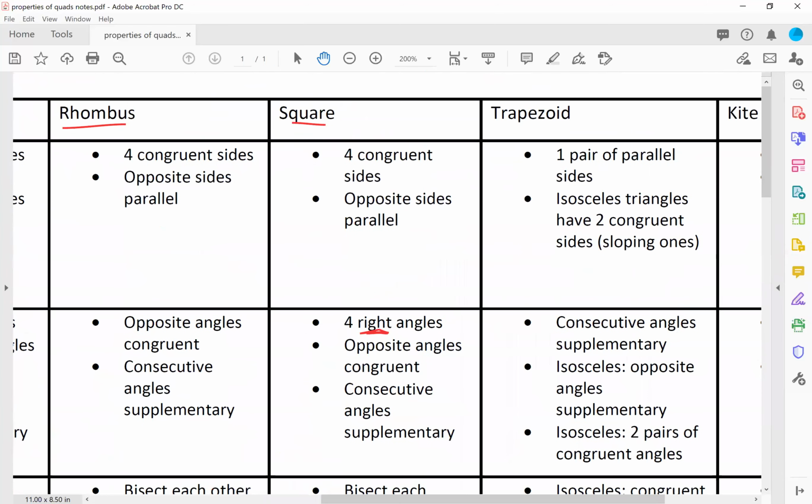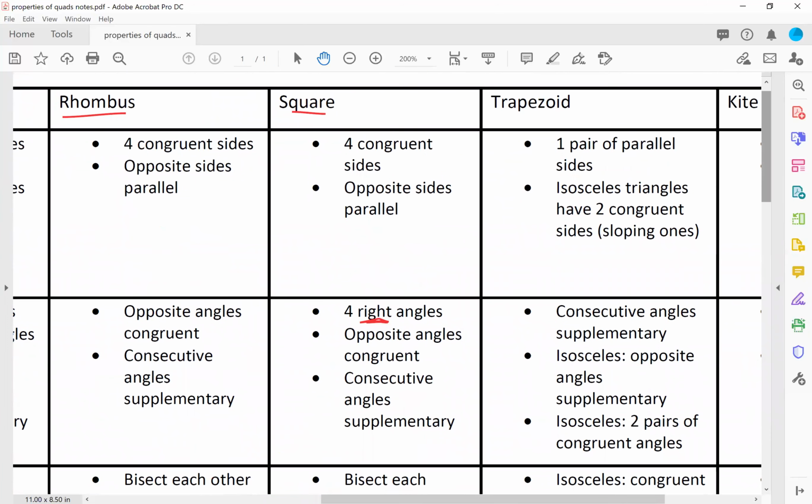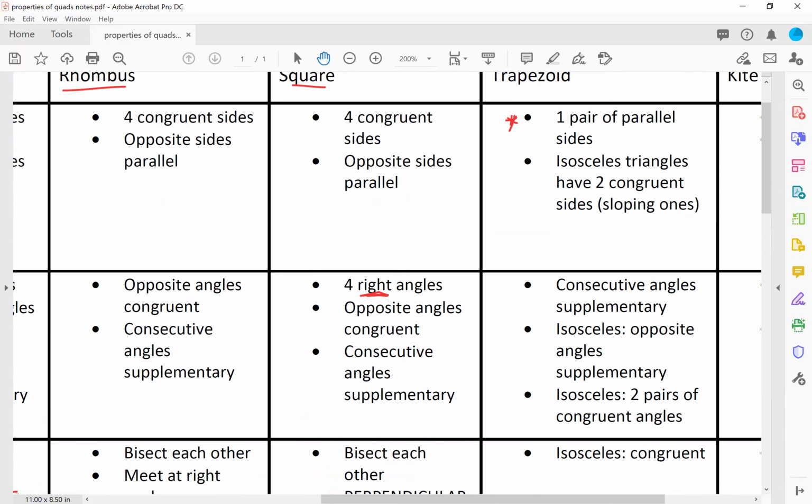Okay, now trapezoids. All right, with trapezoids, we're going to focus a lot on isosceles trapezoids because they're the ones that are the most specific, if you will. So for all trapezoids, though, you have 1 pair of parallel sides. That's like the main thing, okay? 1 pair of parallel sides. And then isosceles trapezoids, they have 2 congruent sides, and those are the sloping ones.